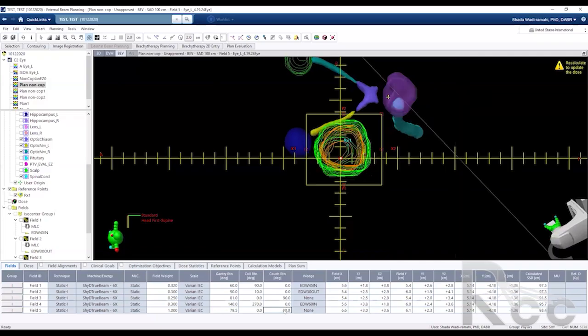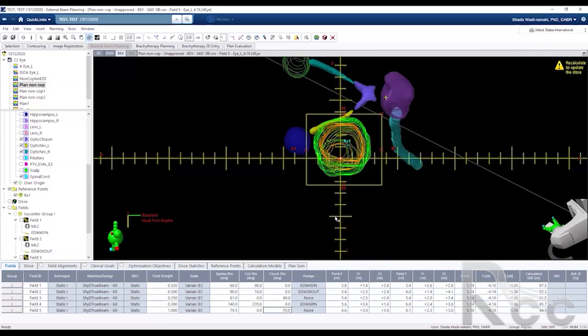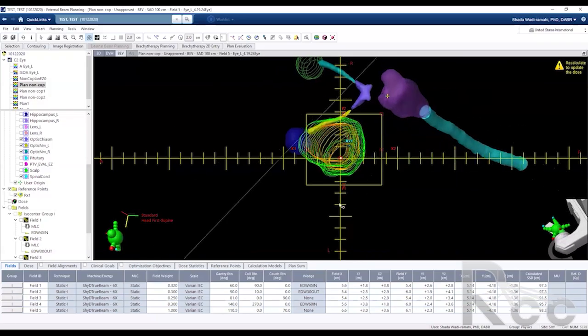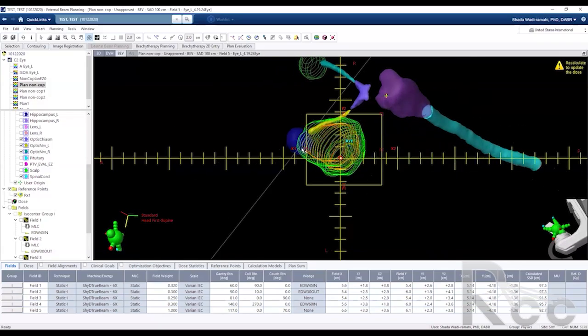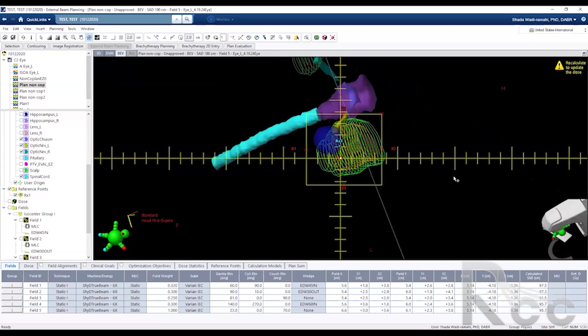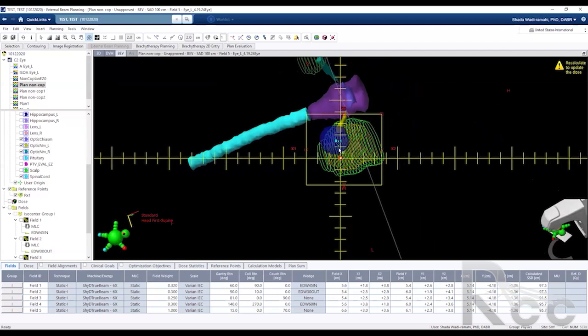I'm going to go back to couch maybe 70 and then rotate this if I can find something different. Yep, this is not a good angle because the exit is through the eye, and now it's seeing the entire optic nerve. And this also is not a good angle because now the entrance is through the eye.